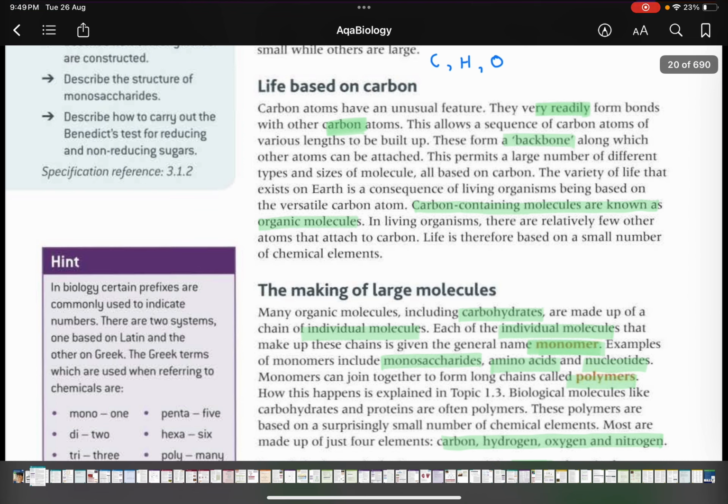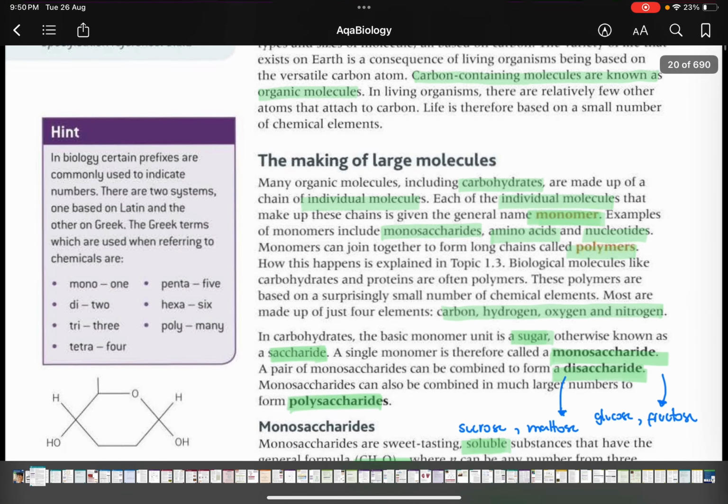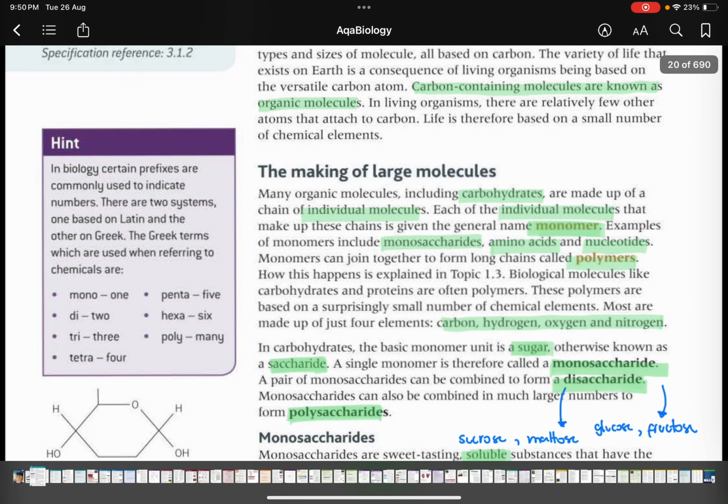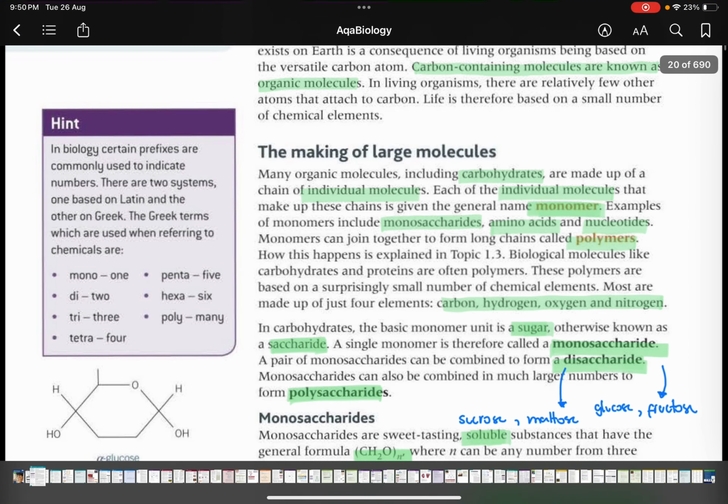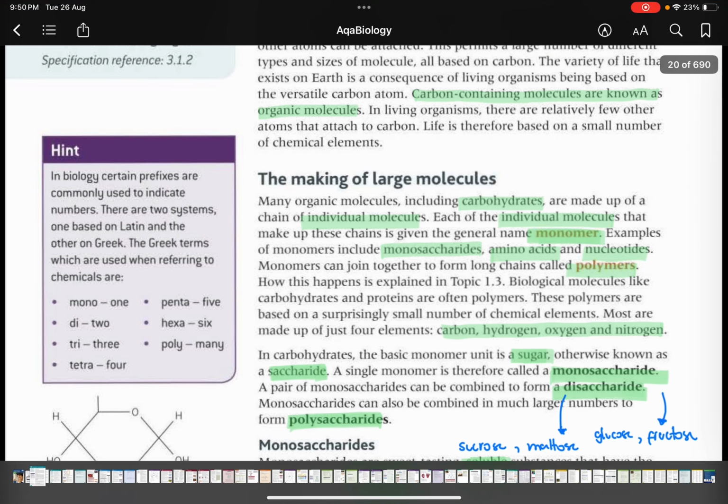The variety of life that exists on Earth is a consequence of living organisms being based on the versatile carbon atom. Carbon-containing molecules are known as organic molecules. In living organisms, there are relatively few other atoms that attach to carbon in general. And so life is based on a small number of chemical elements. And you may have thought about this when you were learning about the fact that carbohydrates are made up of carbon, hydrogen, and oxygen.